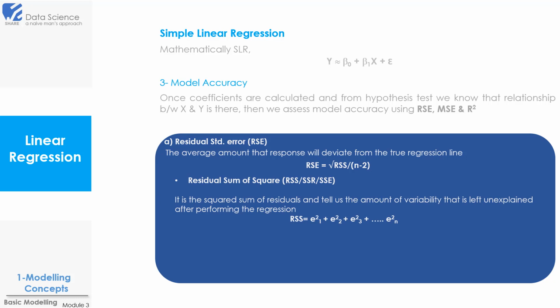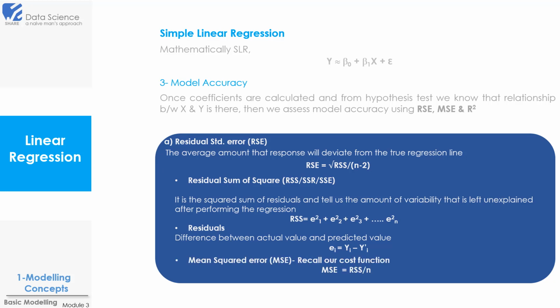Now we have already seen what RSS is. It is the squared sum of residuals and tells us the amount of variability that is left unexplained after performing the regression. RSS is given by E1 square plus E2 square up to En square. And what is E here? E is the residual. And we know that the residual is the difference between the actual value and the predicted value. It is given by yi, which is the ith value, minus y hat i, which is the ith predicted value.